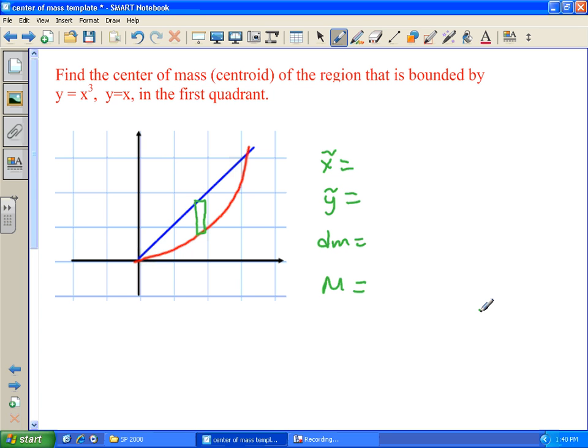Okay, so let's take a look at the solution to this problem. Again, we begin by selecting a representative rectangle from our region. As we have discussed previously, first we're going to determine these four quantities, x tilde being x. Y tilde is the average height of our rectangle, because remember, x tilde, y tilde is the center of mass of your representative rectangle. So who can tell me what y tilde should be?